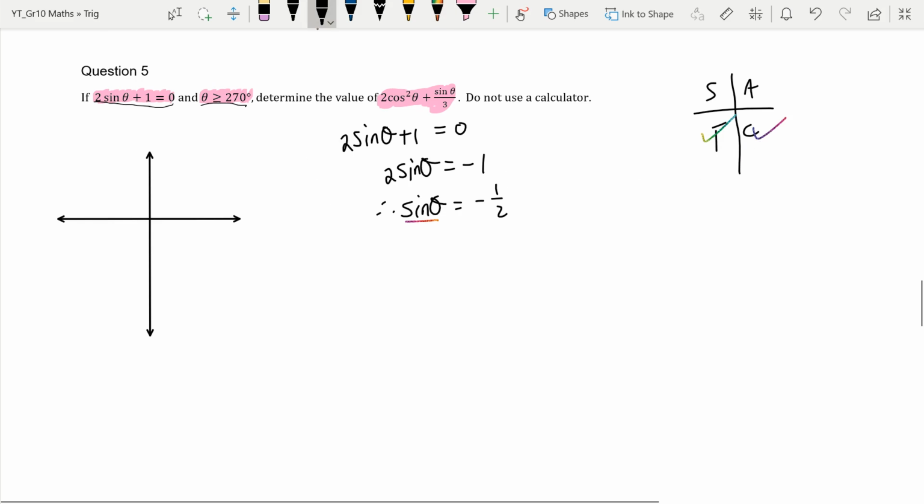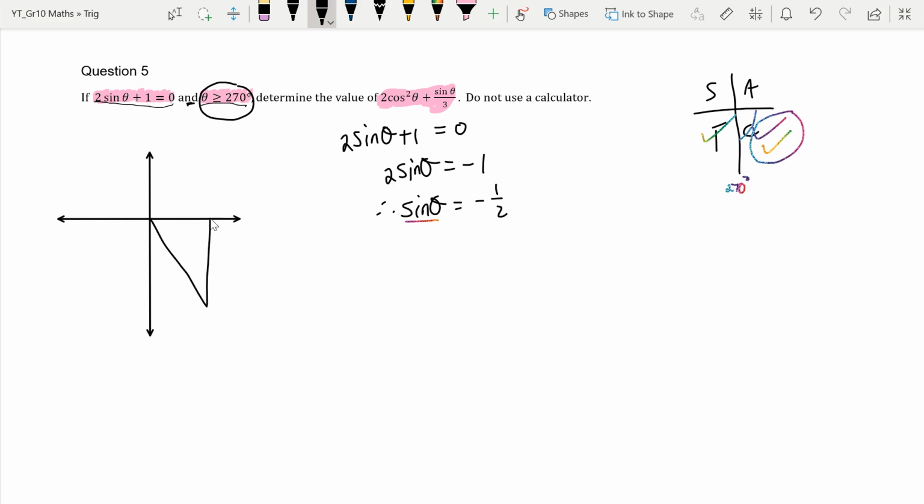So that's where we consider the second piece of information. And also, theta must be bigger or equal to 270. So that means it limits us to that quadrant because 270 is there. And if it's bigger than that, it must be in there. So they overlap there. So we are actually working in the fourth quadrant. Let's go draw our triangle. There we go. In the fourth quadrant.